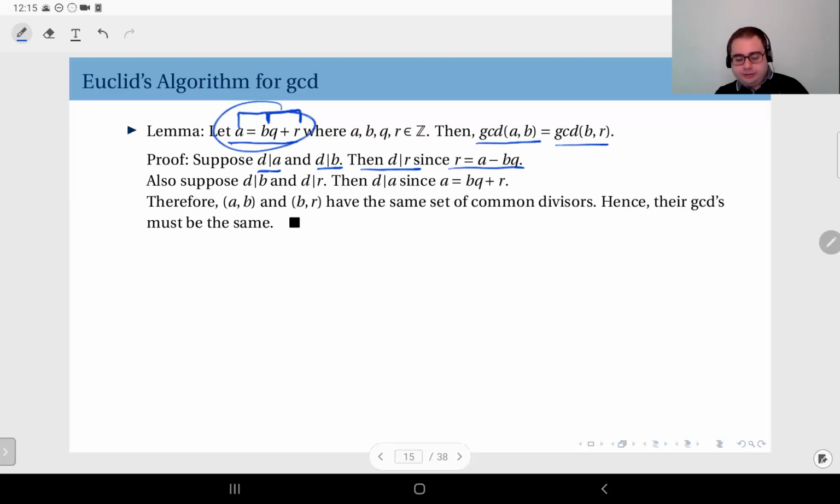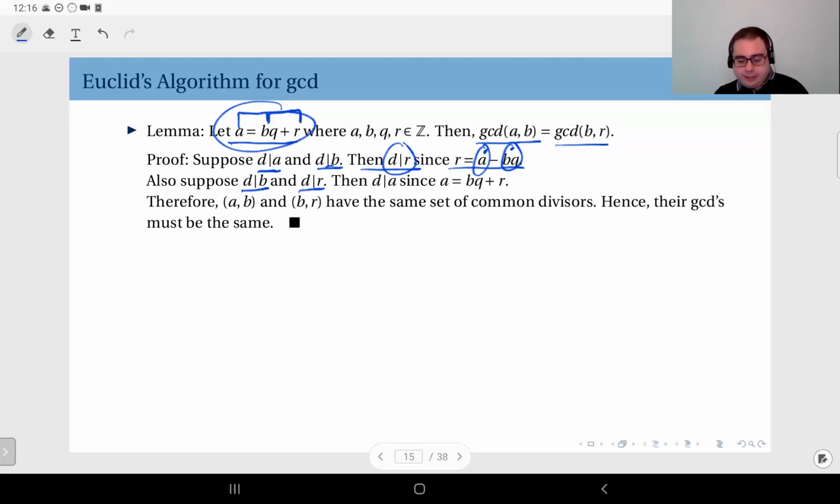But you see, D is a factor of A, and it's also a factor of B. Therefore, D is a factor of A and B times Q. So when you subtract them from each other, you still get a number that's a multiple of D. Therefore, D divides R. Again, when you look at this, D divides B and D divides R for such numbers. I mean, D here is now going to represent the common factors of B and R.